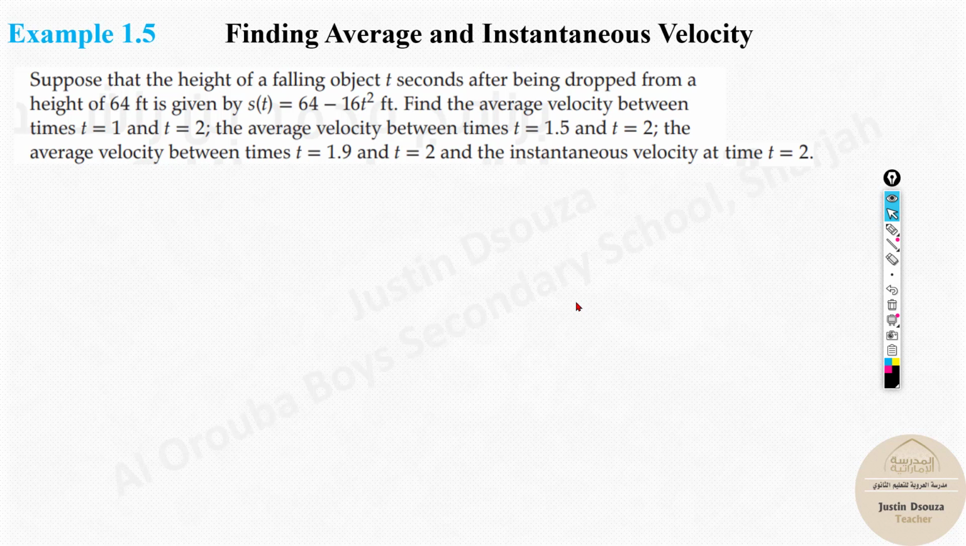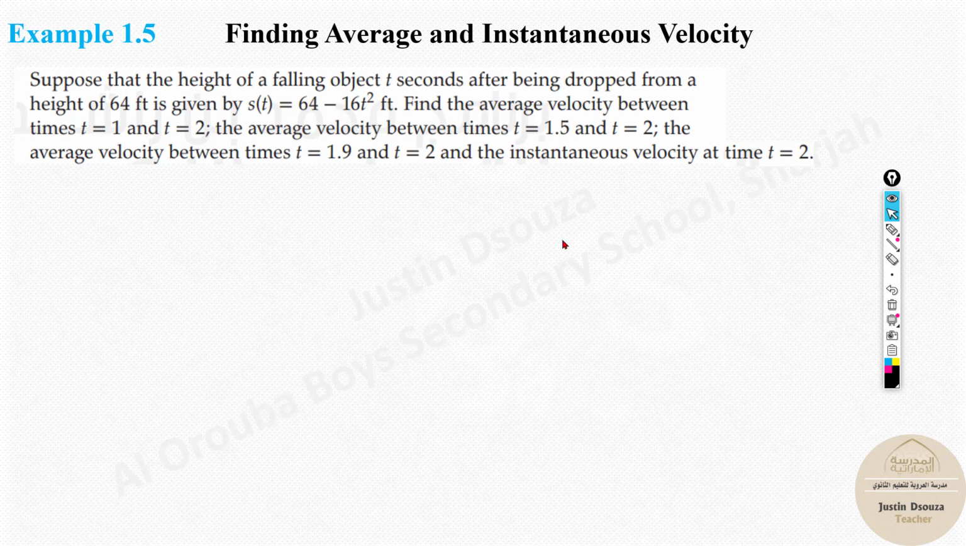Here we have to find average and instantaneous. Now, one important thing. Average means you have 2 points. Average between two distances, between two times, from time 1 to 2. But instantaneous means at a specific point of time.